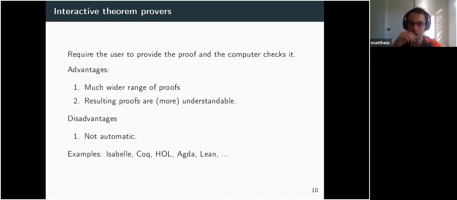Out of interest, just a shout out to Wen, whose recent work has been to incorporate automatic theorem provers into Agda for the first time.